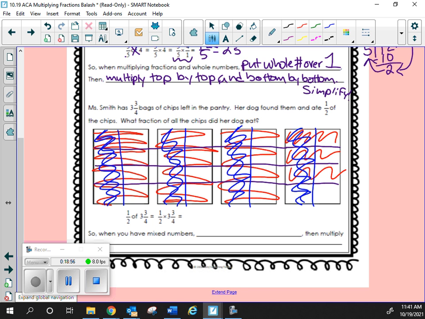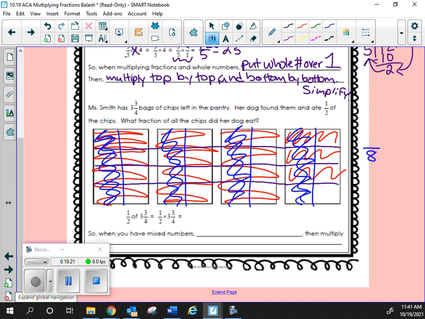Let's take a look. Okay, first let's figure out how big my pieces are. Each piece, I broke it in fourths sideways and then in half the other way. So each piece is an 8th, because there's 1, 2, 3, 4, 5, 6, 7, 8 pieces in one bag. Okay, so I have 8, and that's going to be my denominator.